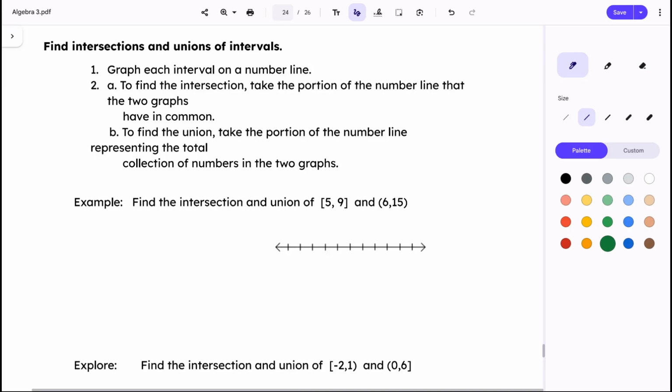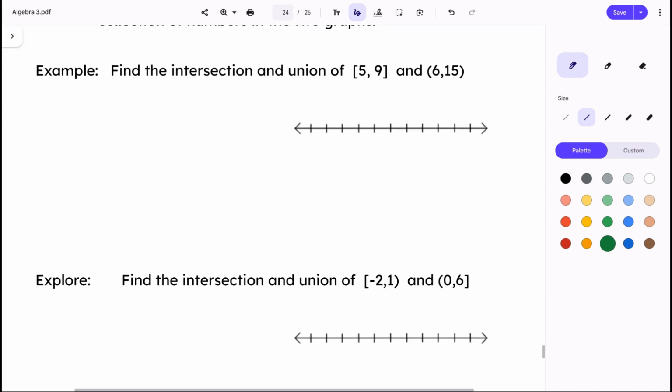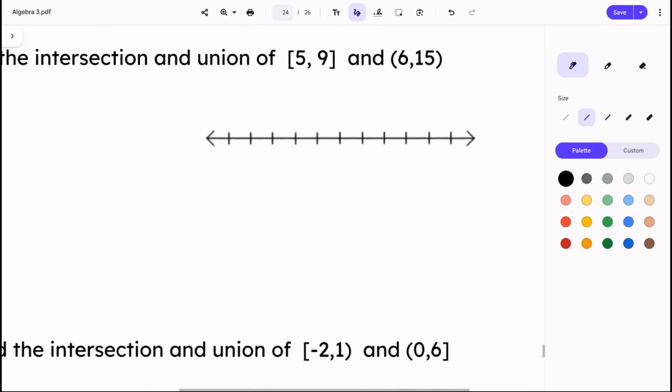So for example, I want to find the intersection and the union of, my first one there is 5 and 9, hard brackets on both ends there. And the other one is 6 and 15. Those both have the soft parentheses. Okay, so I'm going to first start by graphing both of these. I have a number line, and I need it to go from 5 to 15. So I'm going to start by numbering my number line.